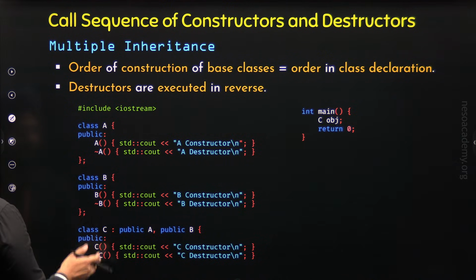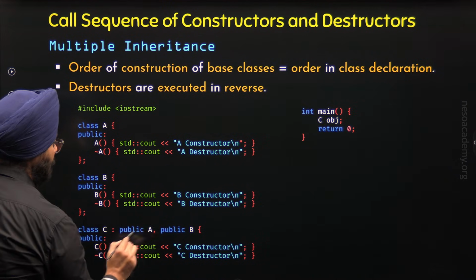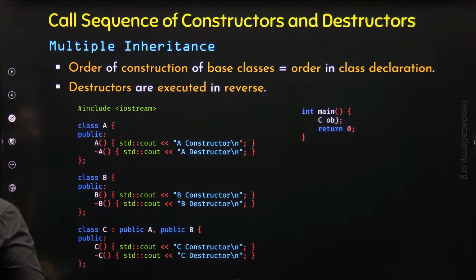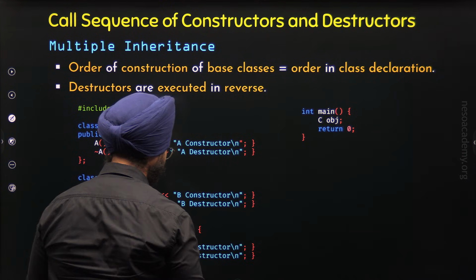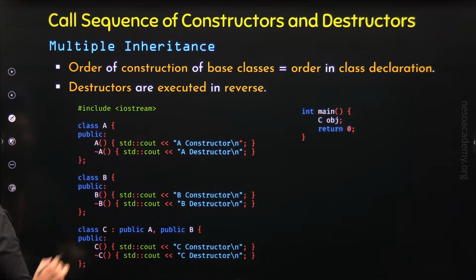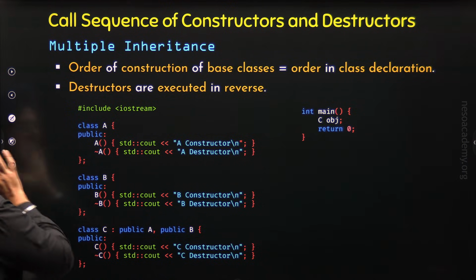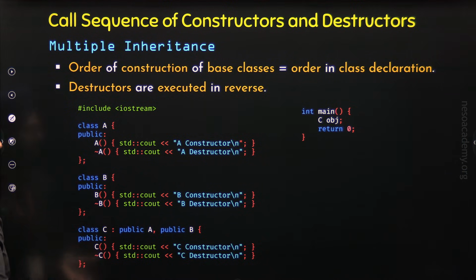Here we have these classes with constructors and destructors. Here we can observe that class C is inheriting from both the classes A and B that are defined over here. So here we have multiple inheritance. Inside the main function, object of class C is created. And we know class C is inheriting from both these classes. Therefore, the constructors of these base classes will be executed. But what will be the sequence of these constructor calls?